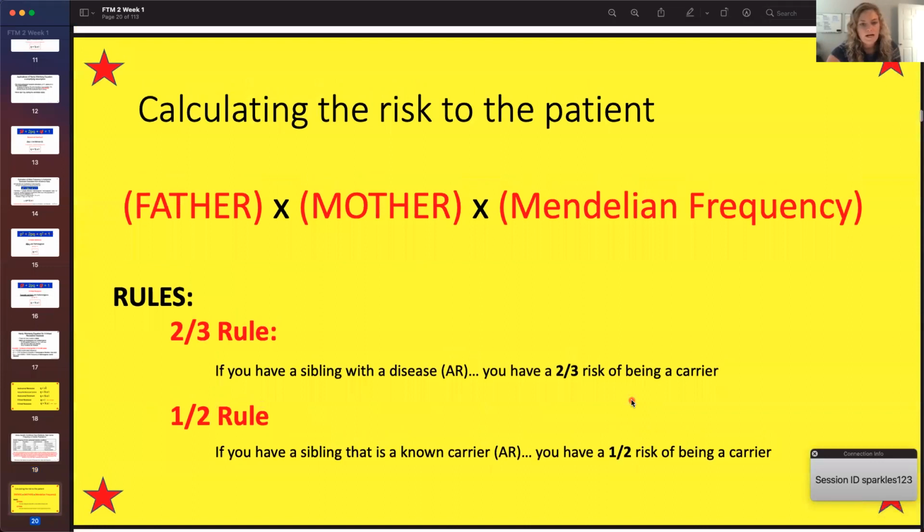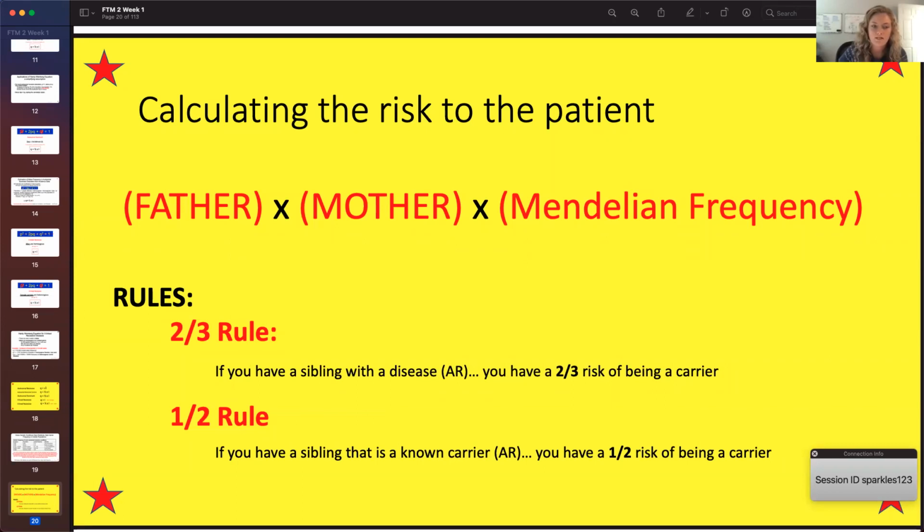Okay, so where it all comes together is you still are going to have to know the 2/3 rule, the 1/2 rule, the risk in general of passing certain diseases to children based off of inheritance patterns. You need to know those Punnett squares and that there's a 1/4 chance of autosomal recessive and all that, but you have to take it a little bit further with the population genetics stuff. So keep the mom times the dad times the Mendelian frequency, and definitely keep in mind that 2/3 rule and that 1/2 rule. I know that's already been learned, but that will continue to be a thing.